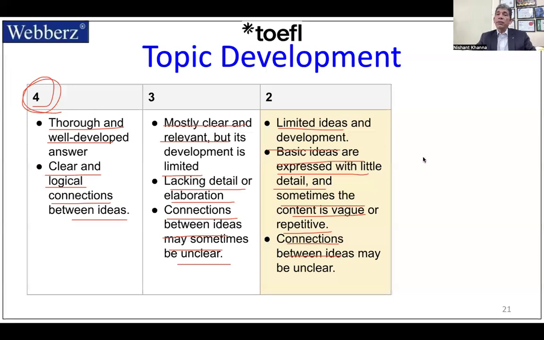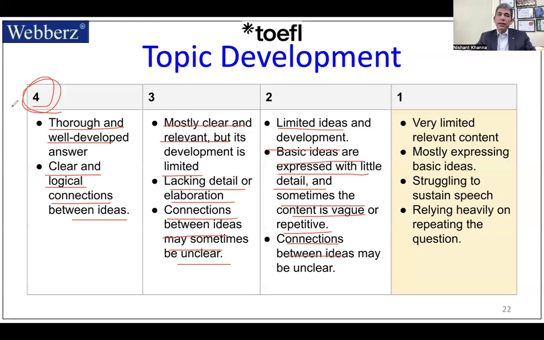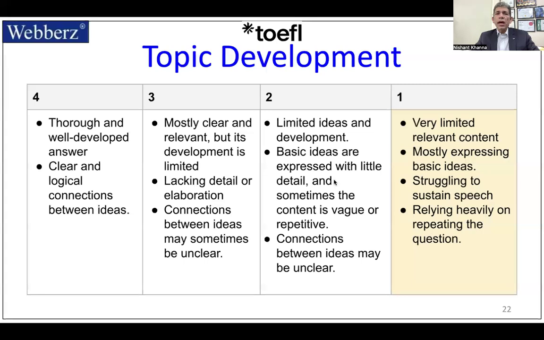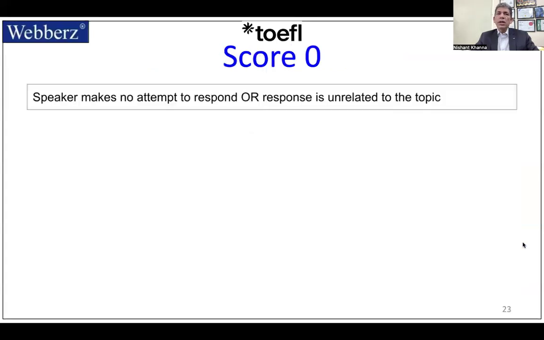So what is 1? For a level of 1, again, it's the lowest level. Very limited or relevant content. Basic ideas are there. The person is really struggling for speech and is relying heavily on repeating the question again and again. He's not able to develop the topic, or she's not able to develop the topic, but they are still relying on the question by repeating it. So this gets us to the end of our 4 parameters. Now a score 0. The speaker makes no attempt to respond, or the response is unrelated to the topic.